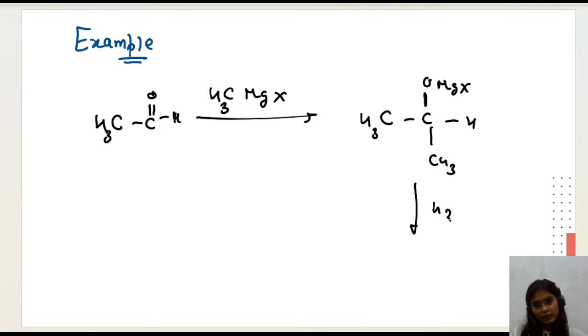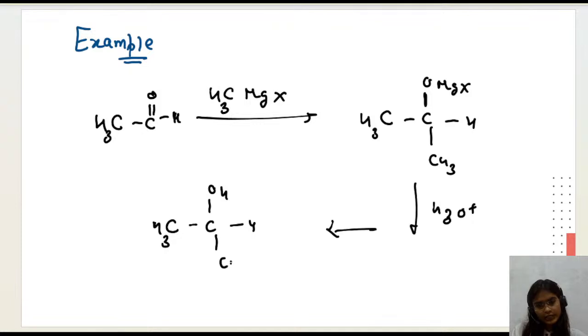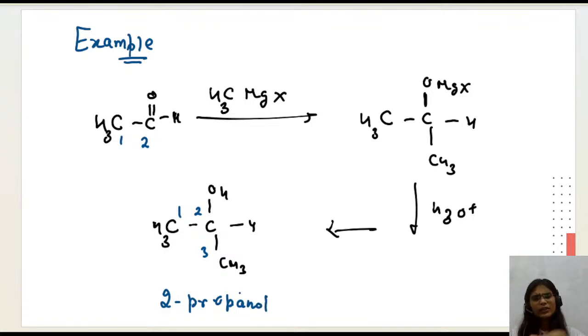In the next step we follow the hydrolysis. So what we end up with is CH3 and OH and hydrogen and CH3. If you observe, we start with 1 and 2 carbon, but in the final product we get 1, 2 and 3 carbon. One carbon extra is added there. And again, it's a secondary alcohol. How about the name of the alcohol? It becomes 2-propanol, or you can write propan-2-ol, all the same. So this is the name for this compound. I hope this part is clear for you.